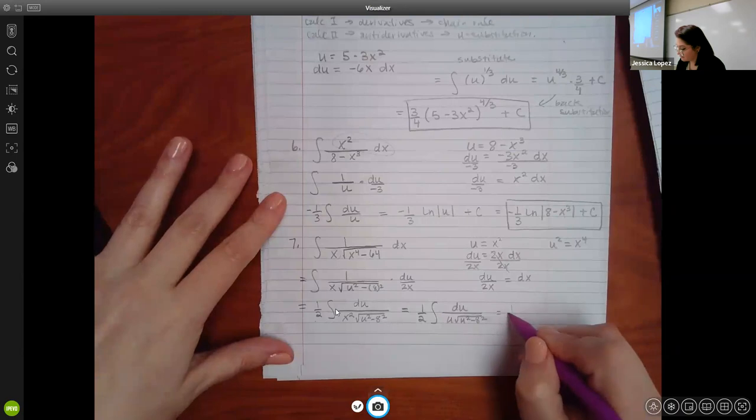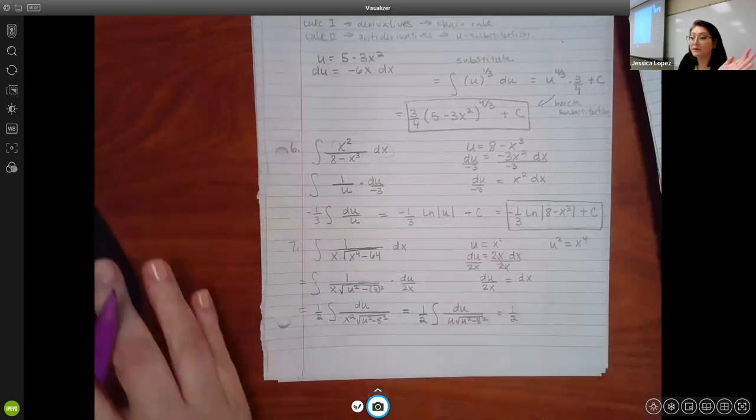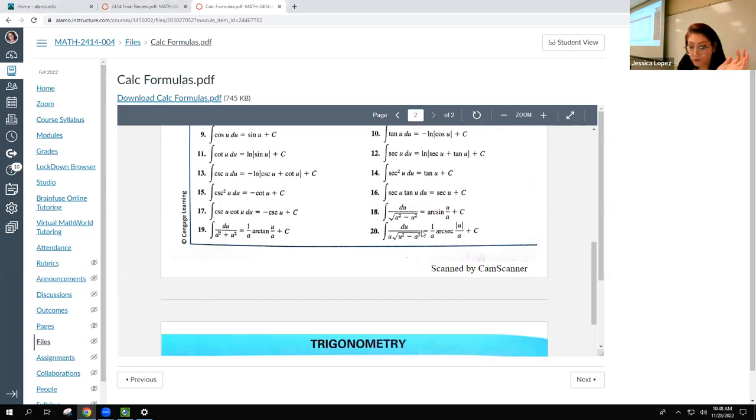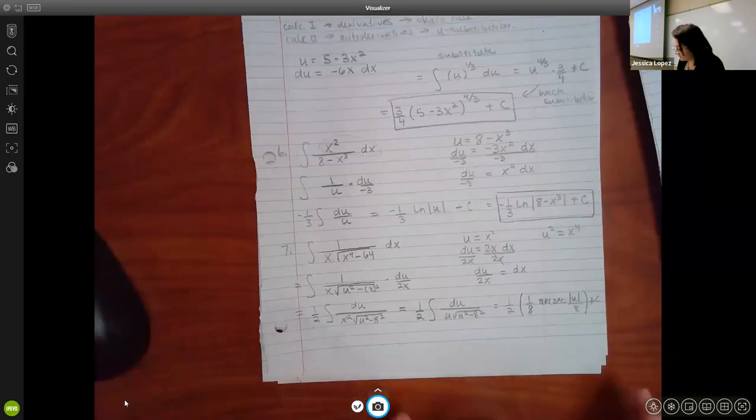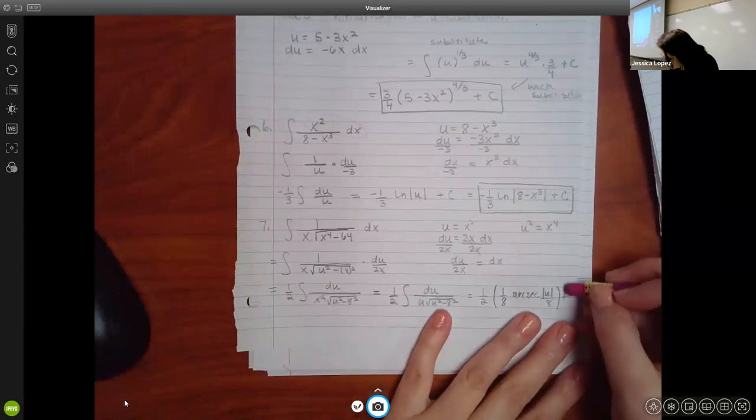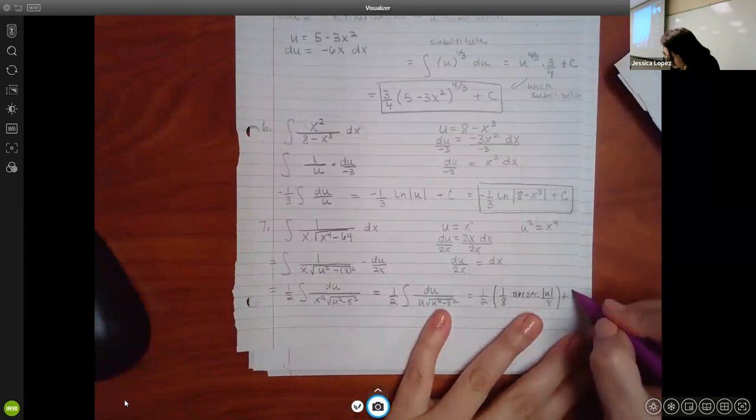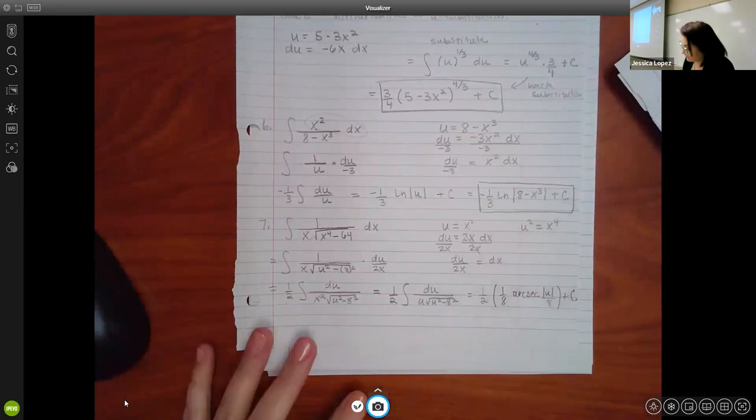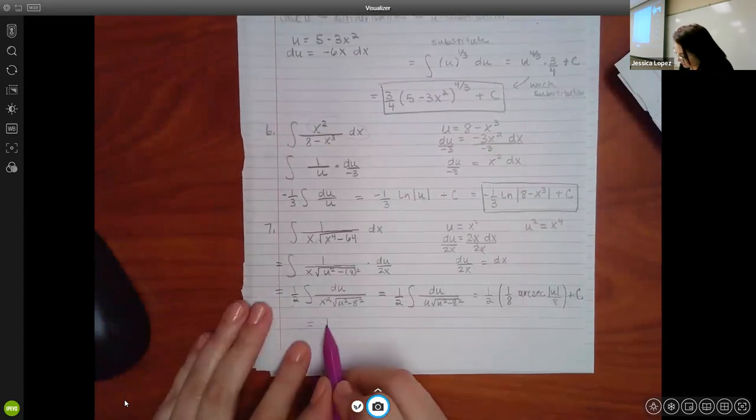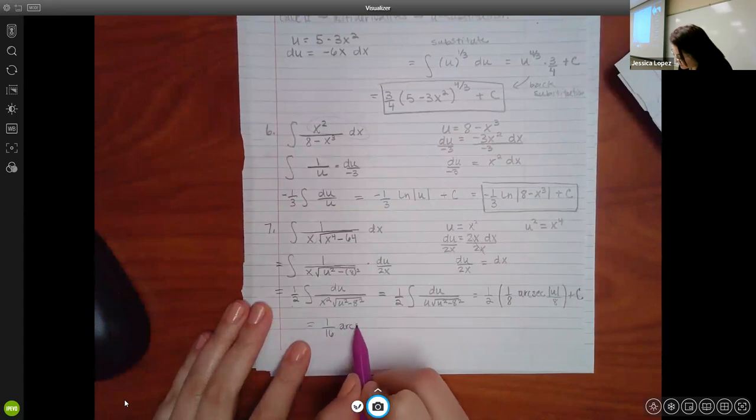So I'm going to write 1/2, and then I've got to go look at the formula again because I don't remember. u squared minus 8 squared. So I get 1 over 8, and then arc secant, the absolute value of u over 8, and then plus c. I tried to write it in there, but that just squished. There's no bounds, so we do have to have our plus c. So this would be 1 over 16 arc secant.